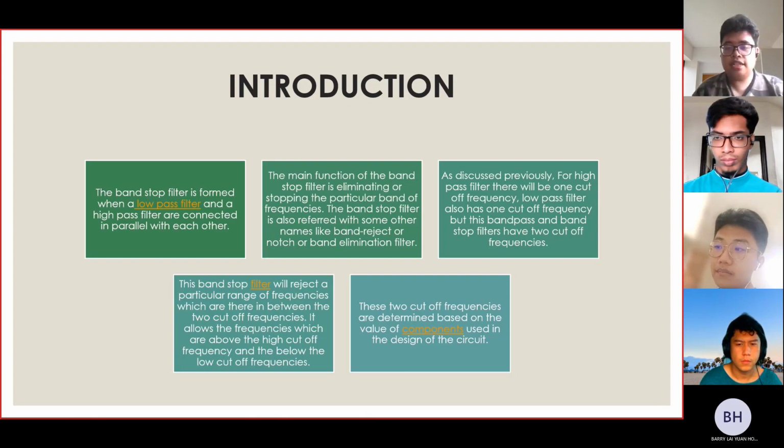As discussed previously, a high pass filter has one cut-off frequency, and a low pass filter also has one cut-off frequency, but the band stop filter has two cut-off frequencies. This band stop filter will reject a particular range of frequency which lies in between the two cut-off frequencies. It allows the frequencies which are above the high cut-off frequency and below the low cut-off frequency. These two cut-off frequencies are determined based on the values of the components used in the design of the circuit.